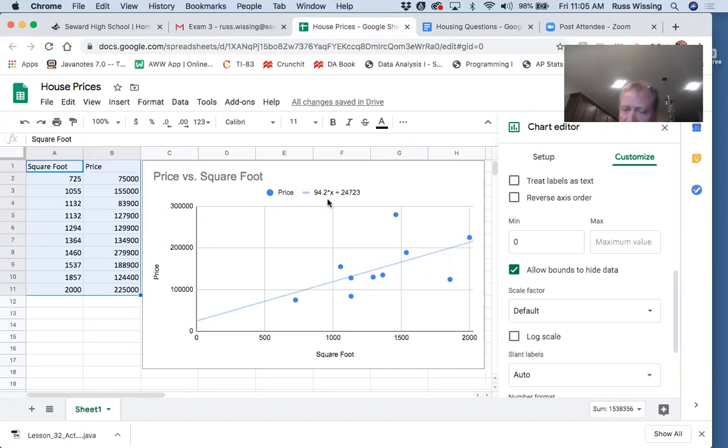Okay, and when you plug that in, you got 250,000 equals 94.2 times x plus 24,000. So I take 250,000 minus 24,000, divided by 94.2, and you get about 2,391. Okay, so again, it's just stuff that you did back in Algebra 1, but we're putting a little bit of meaning to it.